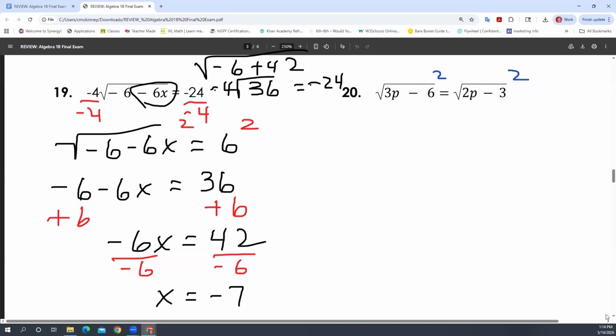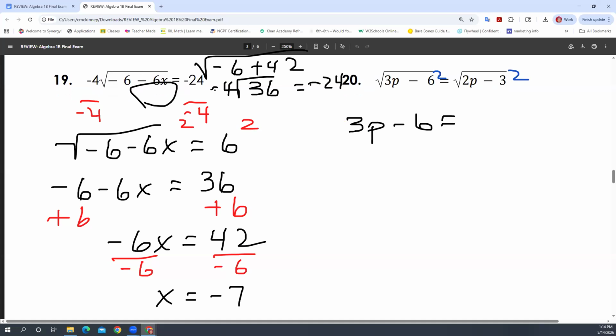That's going to give us 3p minus 6 is equal to 2p minus 3. They're both just free of the radical. And now we just have an equation with variables on both sides. So get those variables on the same side.